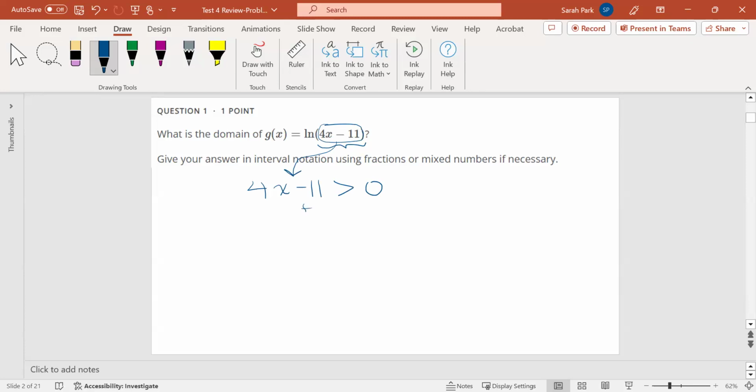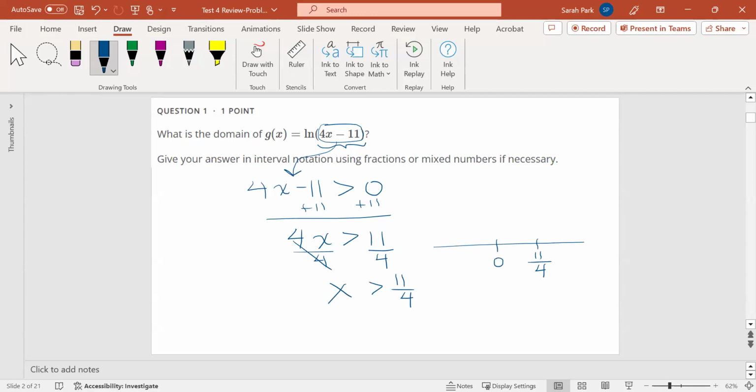So we can add 11 to both sides and get 4x is greater than 11, then divide by 4, and we get x is greater than 11 over 4. So that means on the number line, we have 0, 11 over 4. It's going to look like anything that's to the right of 11 over 4 because it's greater than 11 over 4. And in interval notation, we need to write it as 11 over 4 to infinity.